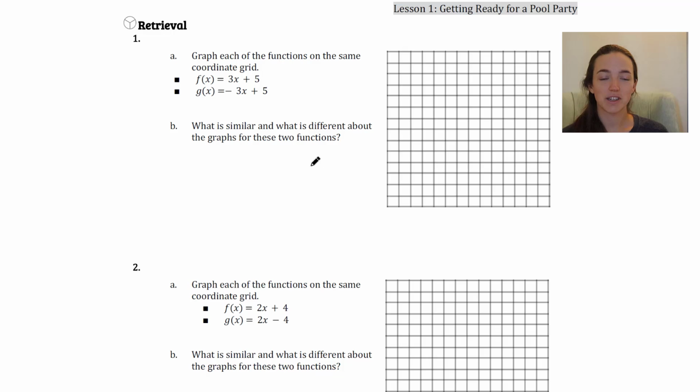This is the Unit 3 Lesson 1 retrieval in our packet. It is on page 5. So the first thing we have to do is graph the functions on the same coordinate grid. So it gives us 2 and we have to graph them both. Unfortunately, they didn't give us an axis, so not my best, but we're gonna go with it.